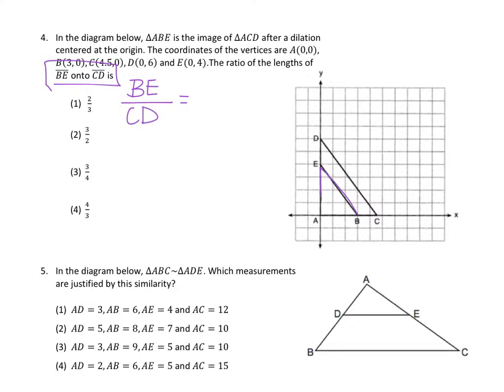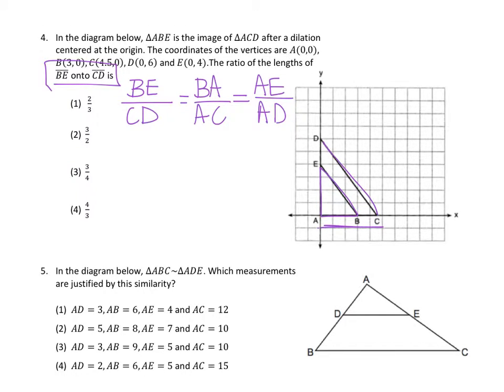BE is from our small triangle right here, which means that it matches with BA over, well, CD matches now with this bottom side AC, which then matches with the other set of sides on the left. Small is AE over big is AD.